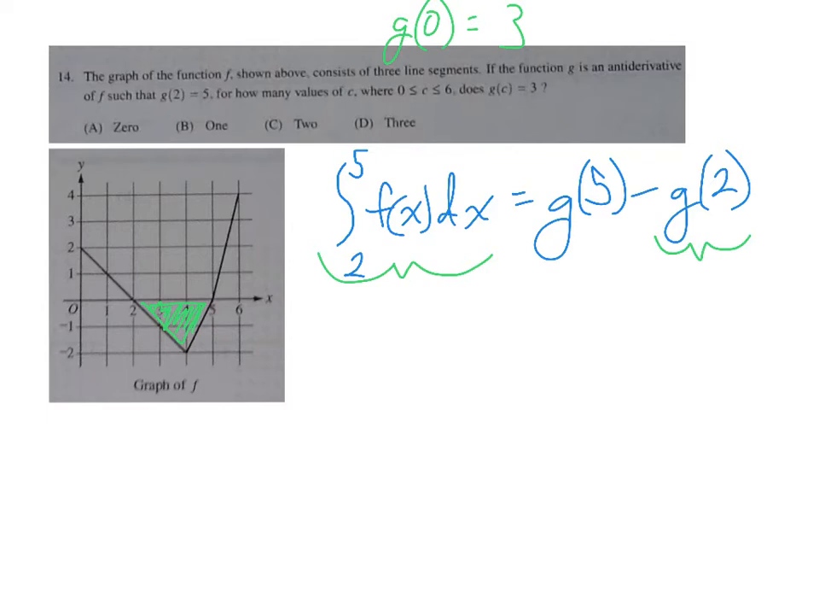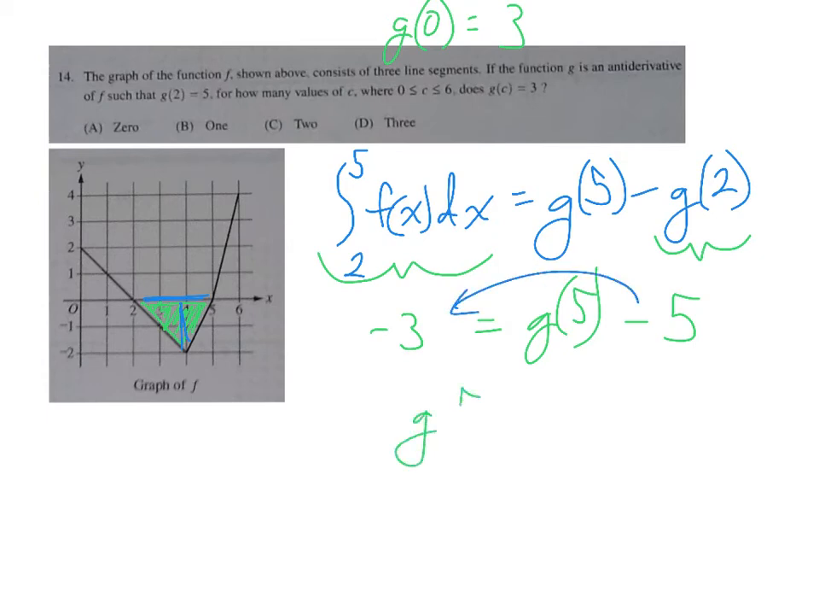My area is base times height divided by 2, so I have 3 times 2, that is 6. I'm going to divide it by 2 and get 3. It's below the axis, so I'm going to make that negative 3. And we know that g of 2 is 5, and we're going to solve for g of 5. So a little rearranging, if I take this to the other side, I now get g of 5 is 2.